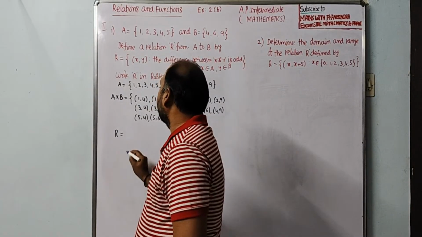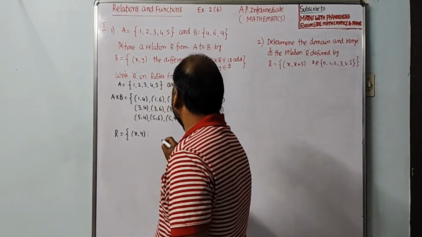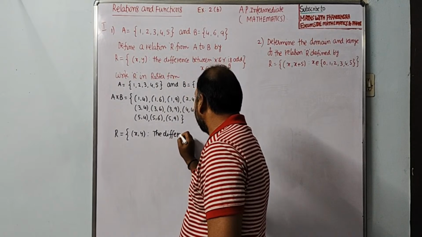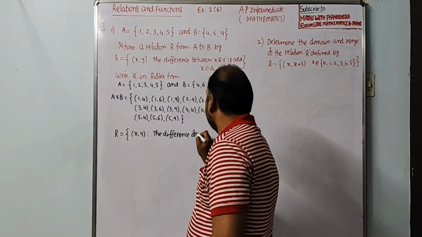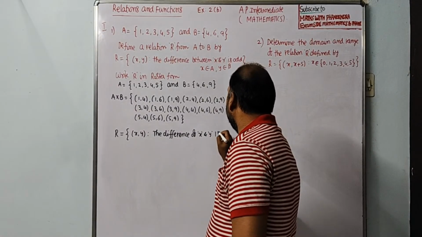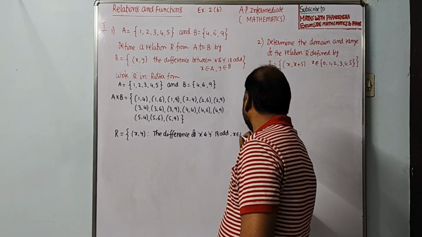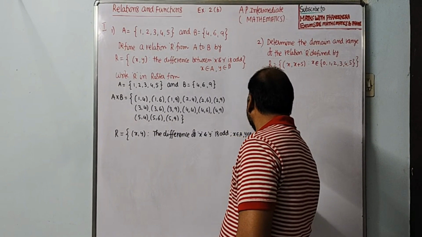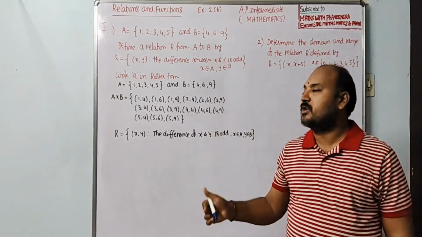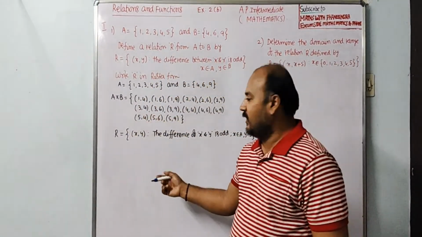So out of these A cross B elements, you have to write a relation R equal to {(x, y) such that the difference of x and y is odd, where x belongs to A, y belongs to B}. If you write in this way, this is called the roster form. So what are the elements in this category?